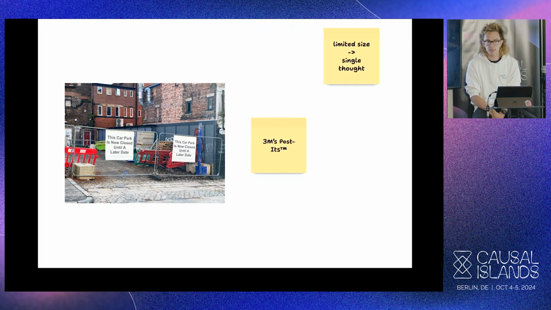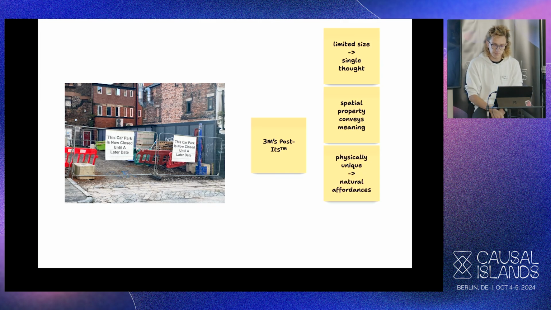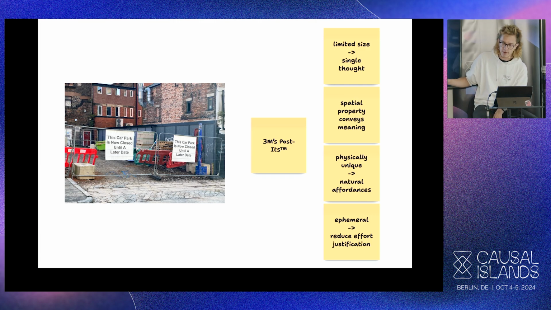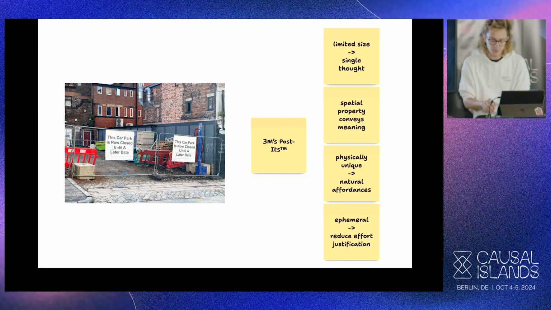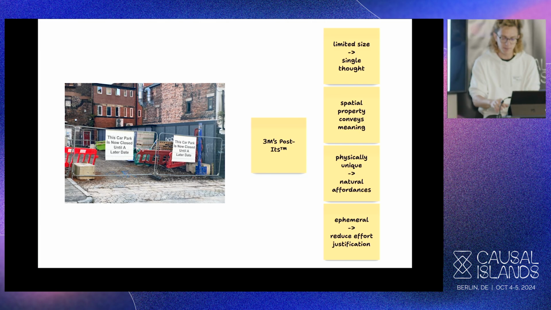They are of limited size, so they should usually capture one single thought, unless you use huge Post-its. They have a spatial property which conveys meaning. They are physically unique, which fosters natural affordances to interact with them. And they're ephemeral. They reduce effort justification. As I'm studying psychology as well, I'm very aware of these cognitive biases, because this is mainly our study program. So it's quite easy to throw Post-its away. I don't think it's that easy to throw to-do comments away, because they are not that visible.